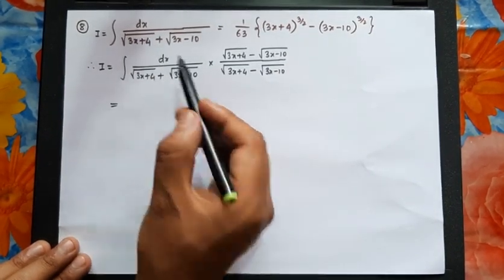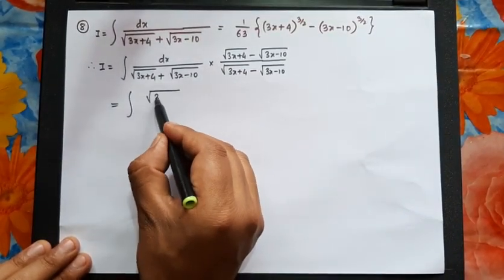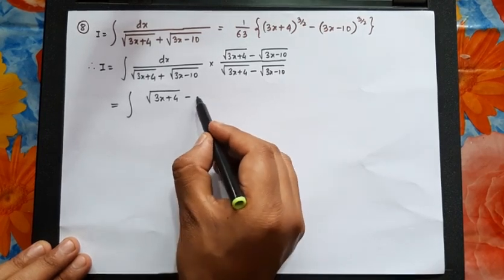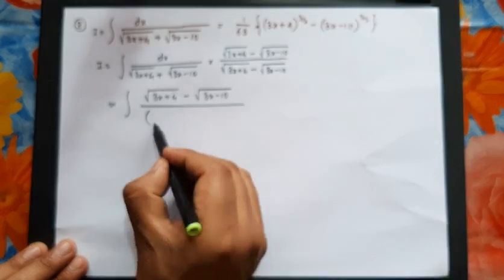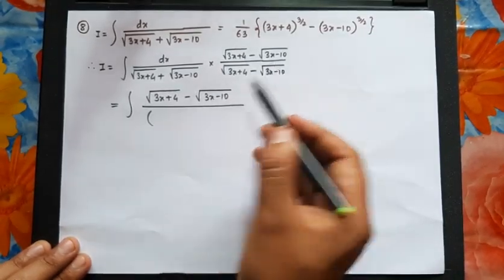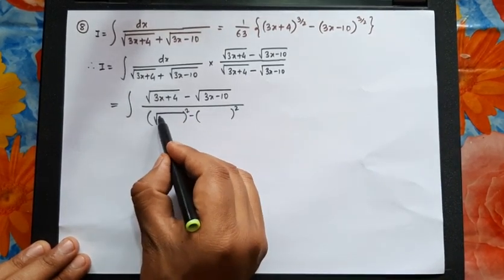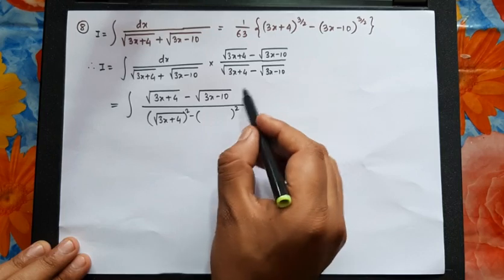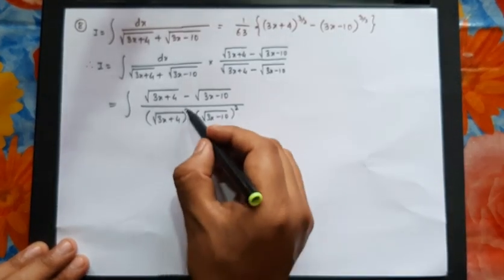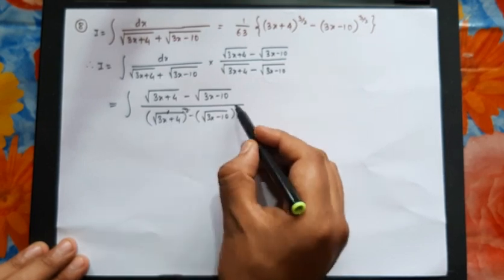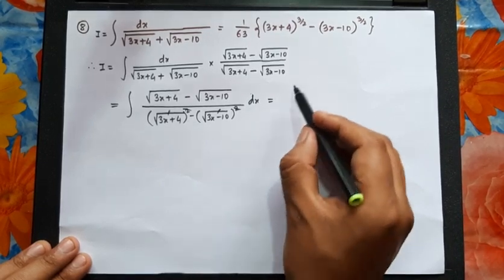So here we have got just 1, so after multiplying you will get this much itself. So we have 3x plus 4 minus 3x minus 10. In the denominator you will get a plus b into a minus b, that is a square minus b square. And what is a? A is square root of 3x plus 4 and b is square root of 3x minus 10. Okay, as usual you can remove this and this. Similarly this and this can be removed. Okay, so we have dx here. So let us simplify this.